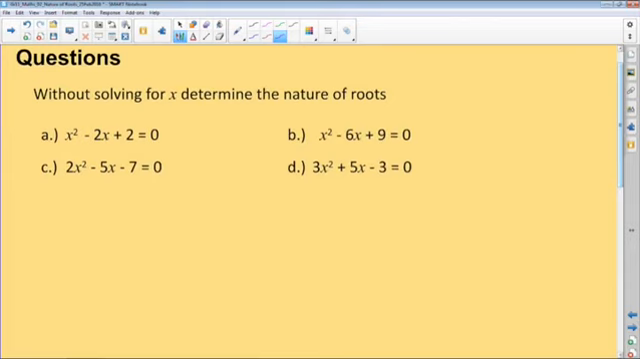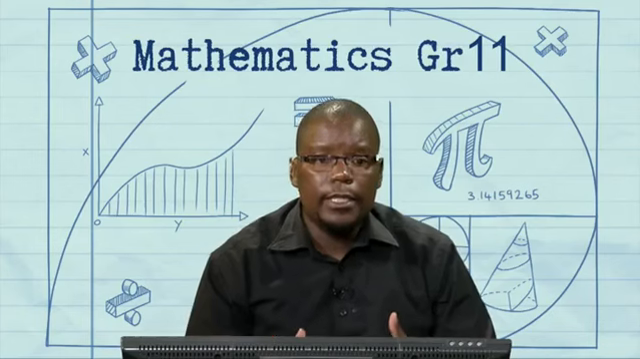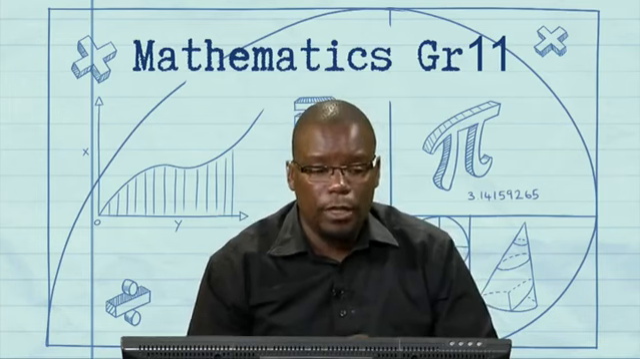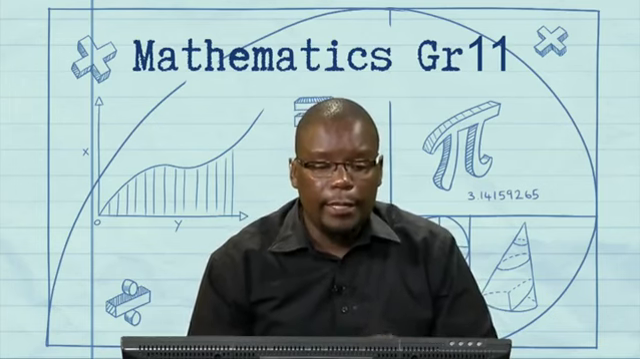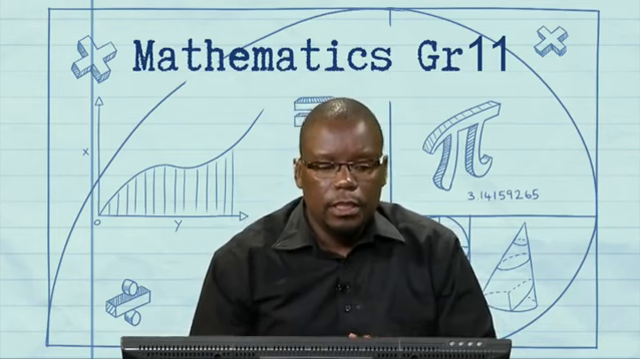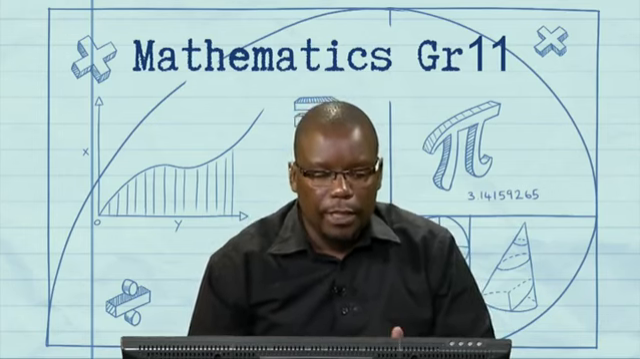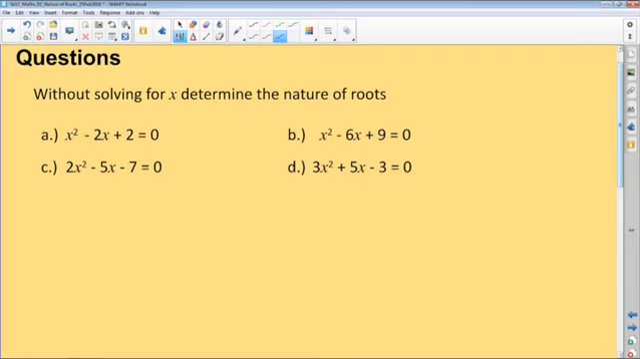Without solving for x, determine the nature of roots, okay? We've spoken about how you can tell that these roots are real, irrational, rational, equal, and so forth. So I'm giving you again 3 minutes to work on these 4 problems, okay? x squared minus 2x plus 2, and so on, up to your D. 3 minutes, guys. Let's work.